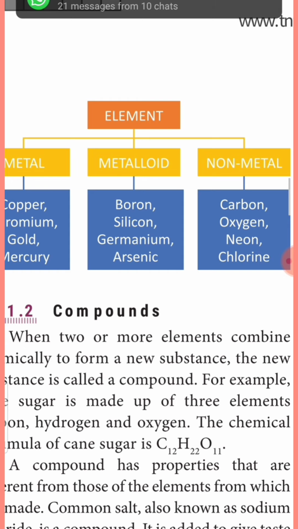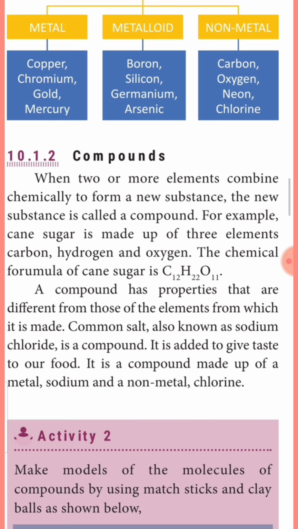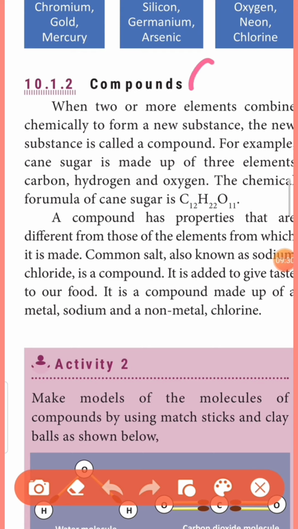So, I hope you understand what elements are. Let's move on to the concept of compound. When two or more elements combine chemically to form a new substance, the new substance is called a compound. For example, cane sugar, or simply glucose, is made up of three elements, namely carbon, hydrogen and oxygen.